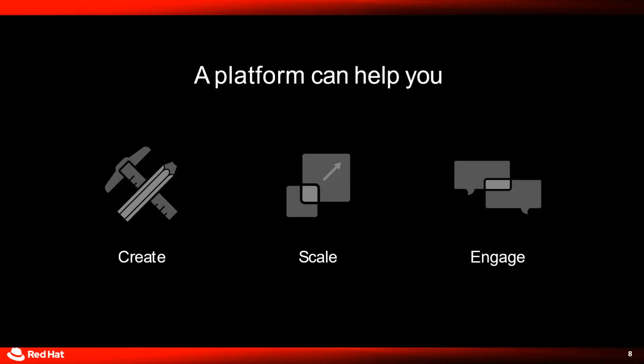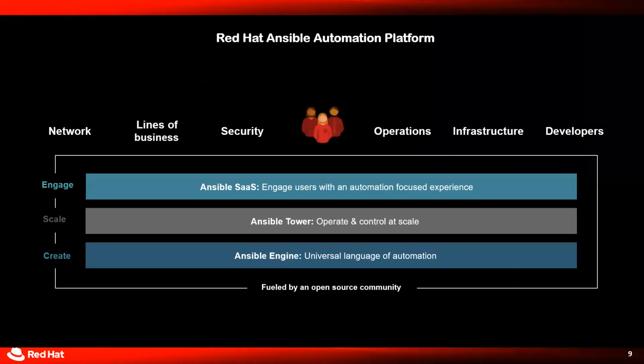Now, the Ansible automation platform will solve your problem where it can scale, create, and also engage teams inside. When you talk about Ansible automation platform, it has two major components. One is Ansible Engine, and the second one is Ansible Tower. We will look into these two components in detail in the upcoming slides.